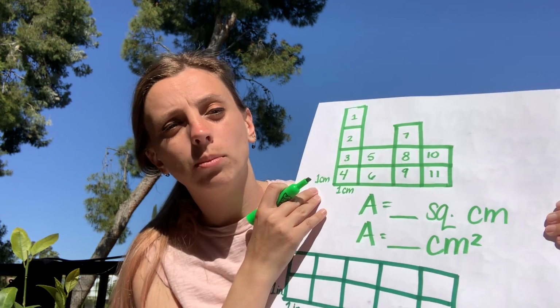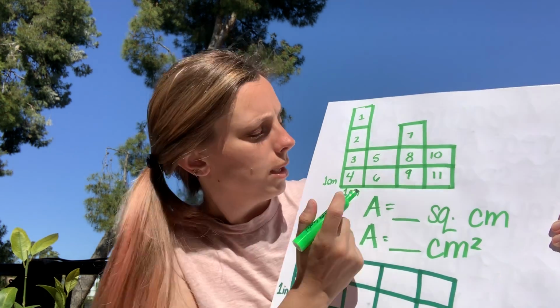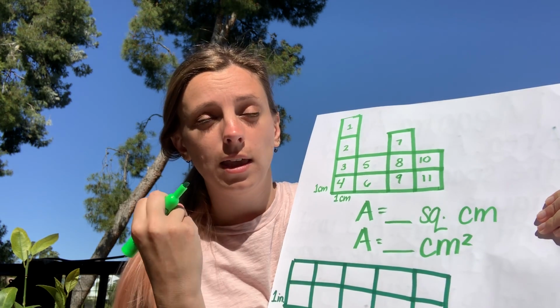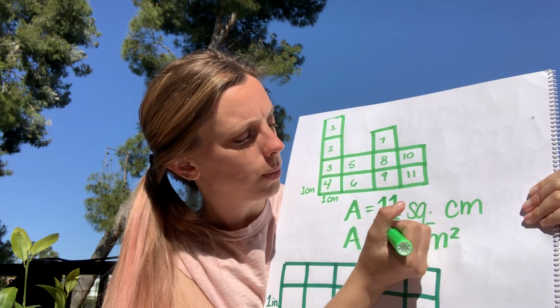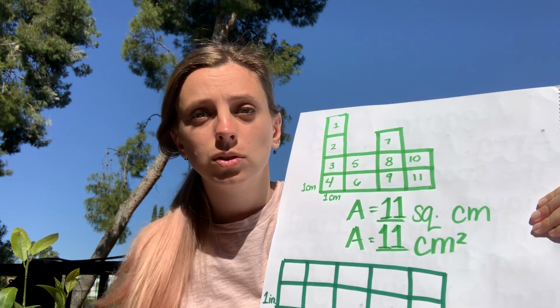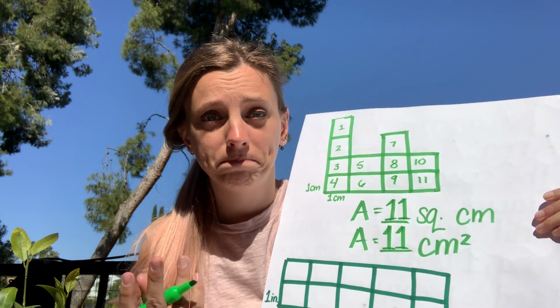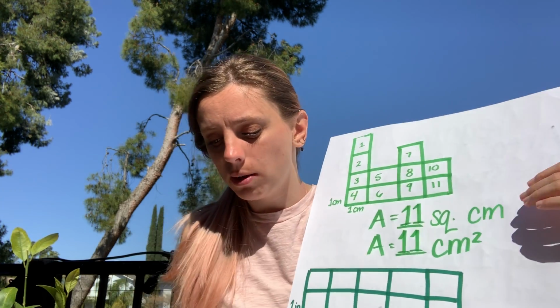So I now know how many squares it takes to fill up the inside of this shape. The area or the measurement inside this shape is 11 square centimeters, or 11 centimeters squared, right? All right, we're gonna go ahead and move on to our next problem.